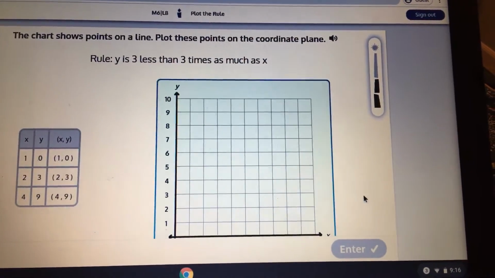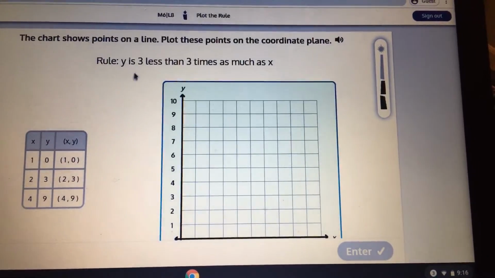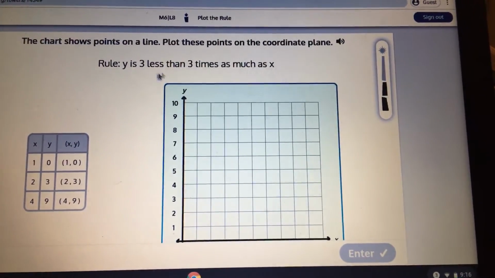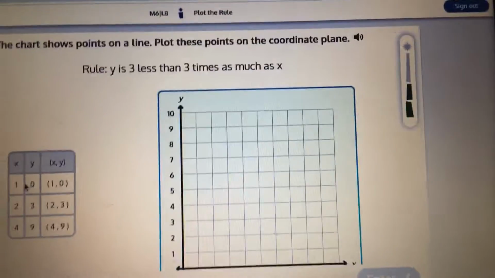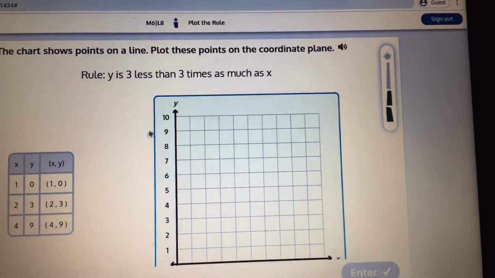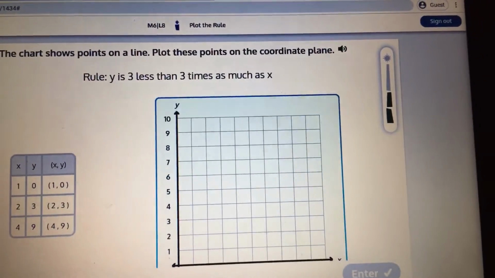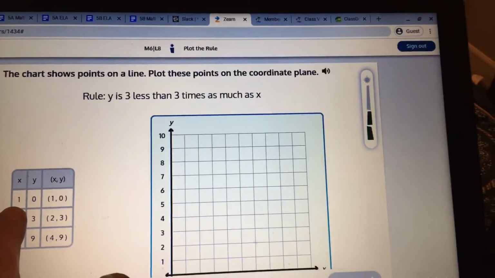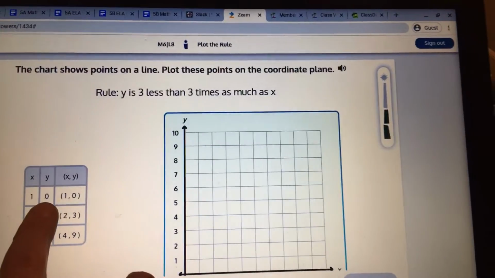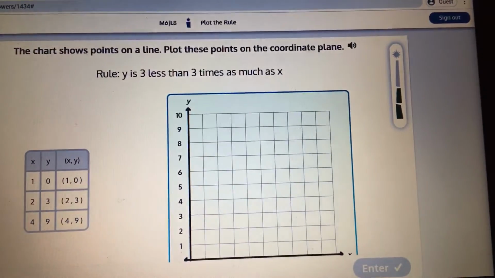All right, so now our rule is y is 3 less than 3 times as much as x. So here, okay, we've got y is 3 less than 3 times as much as x. So if we were to multiply 3 times 1 here, it'd be 3. Minus 3 gives us our y, which is 0.